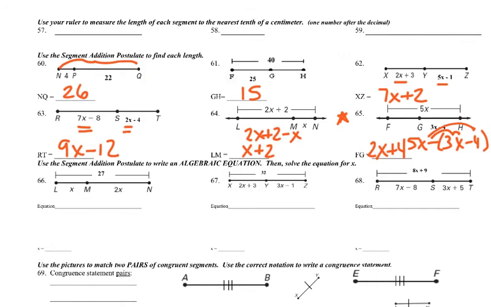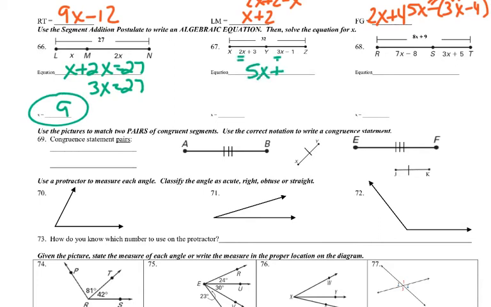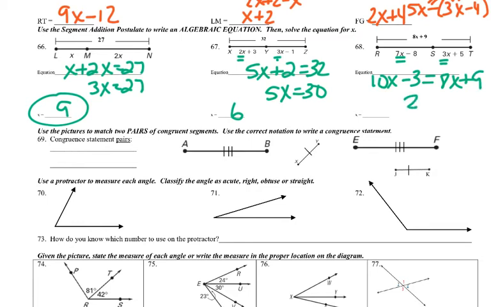Now I'm switching to equations. So the equations say the two little segments add up to the big segment. So 3x is 27 or x is 9. Here, if I combine like terms, I get 5x plus 2 is 32. So 5x is 30, so x is 6. And the last one here, if I combine like terms, I get 10x minus 3 equals 8x plus 9. That's letters on both sides. When I move things over, I get 2x is 12, so x is 6.